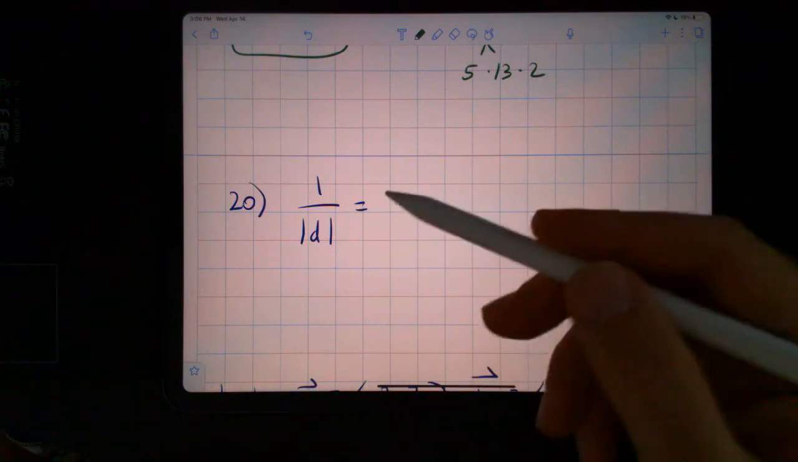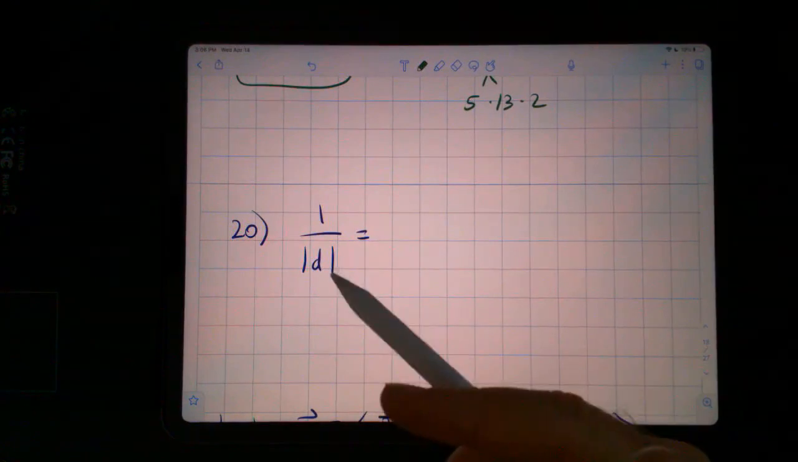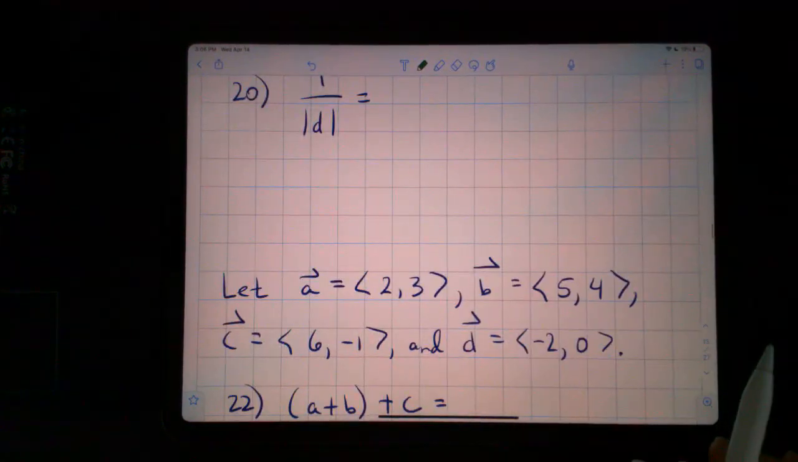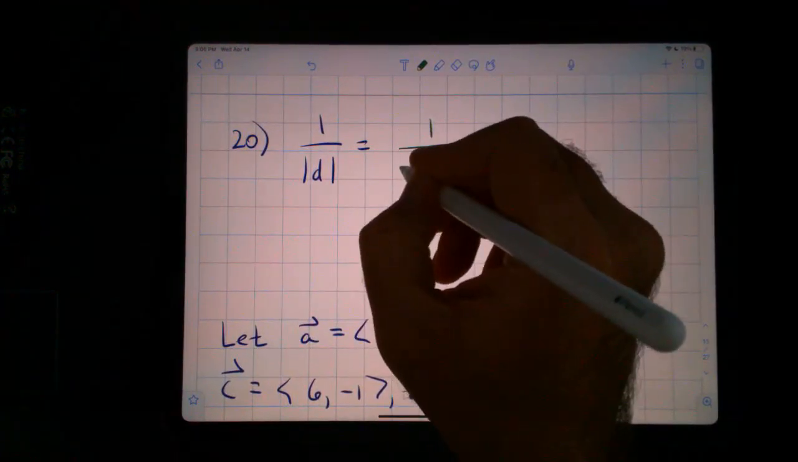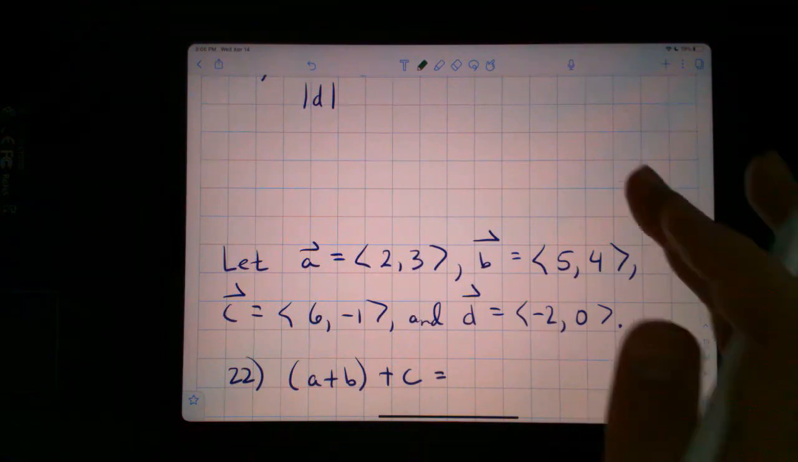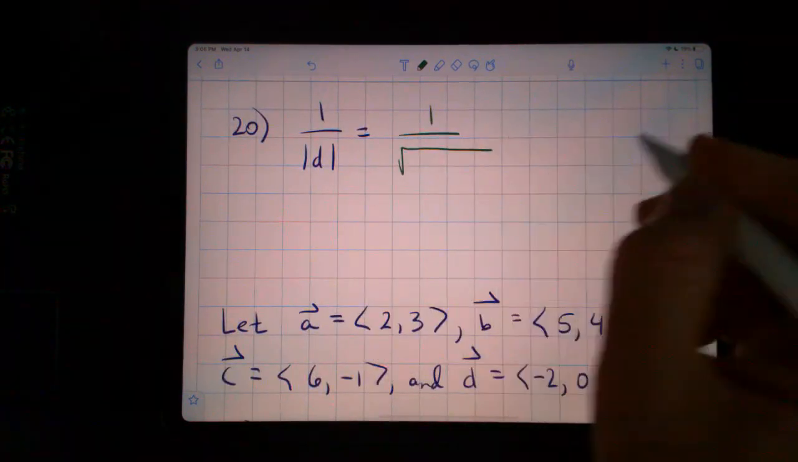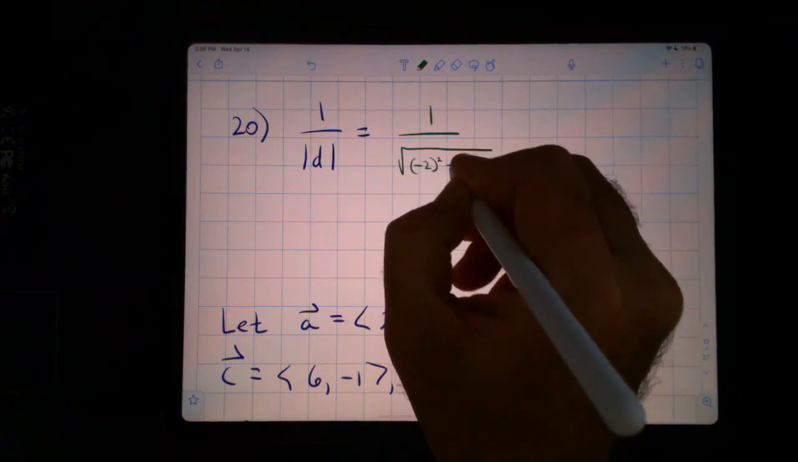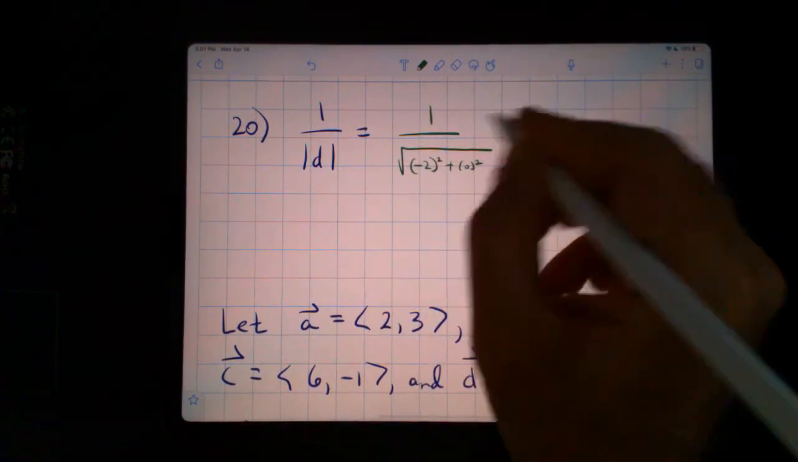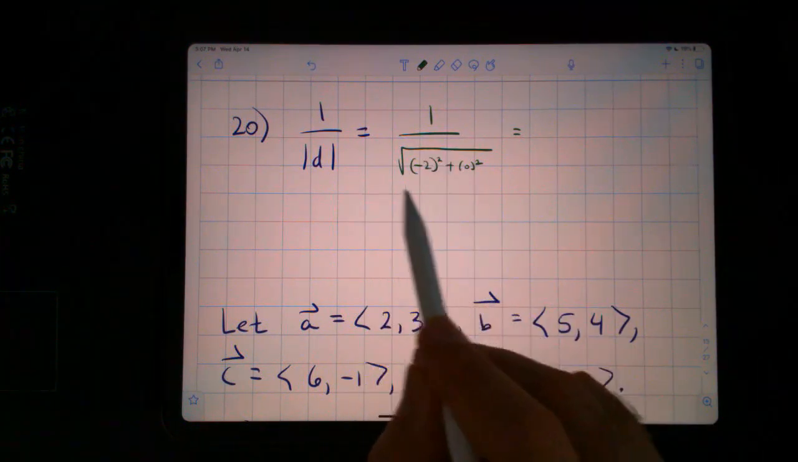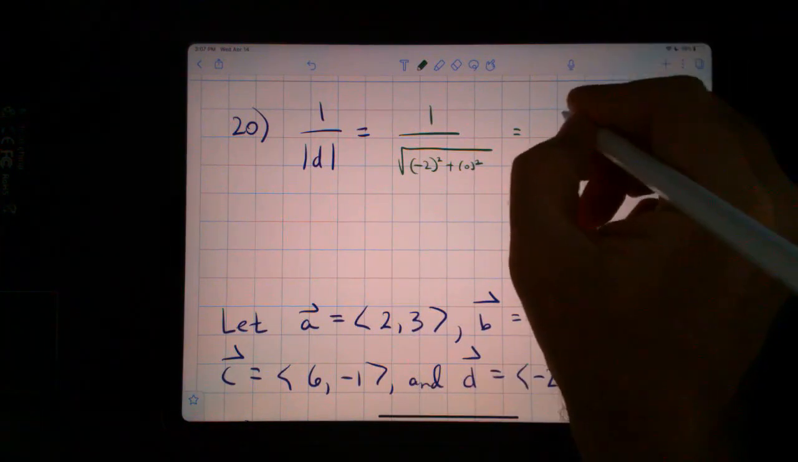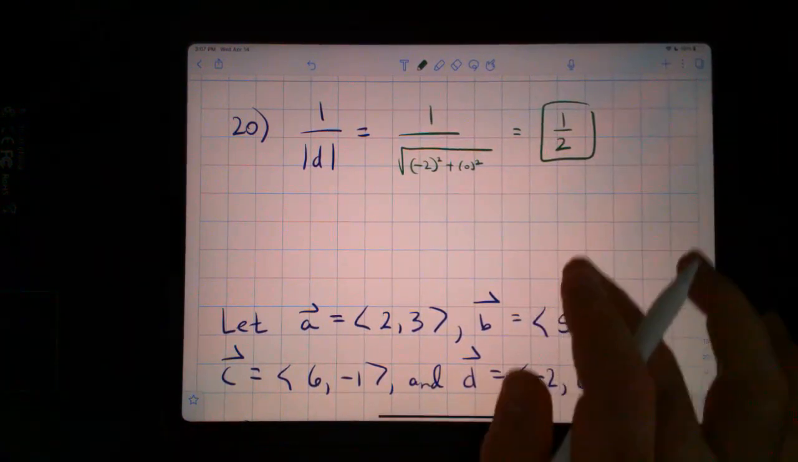Hello. So here I need to compute 1 divided by the magnitude of d. So this is the same thing as 1 divided by the square root, because that is the magnitude of d. Square the first component, square the second component, add the two together, then find the square root. So this is the square root of 4. We have 1/2.